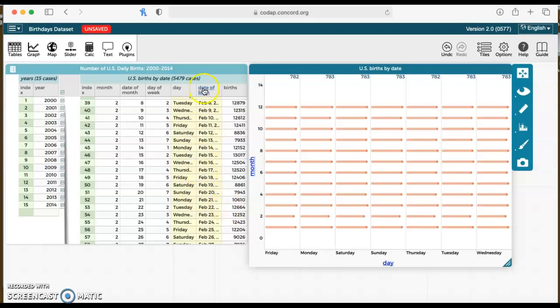Those are the graphs for the number of US daily births, and that is all that I have.